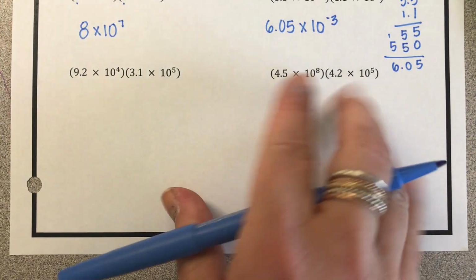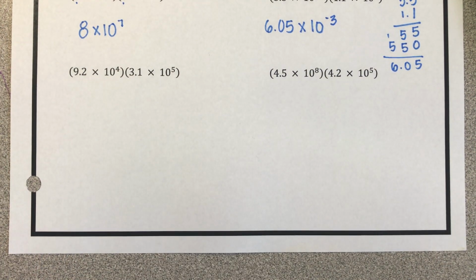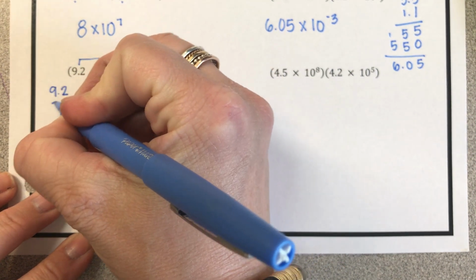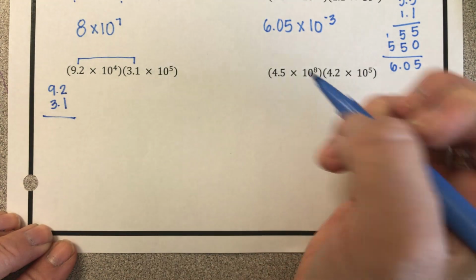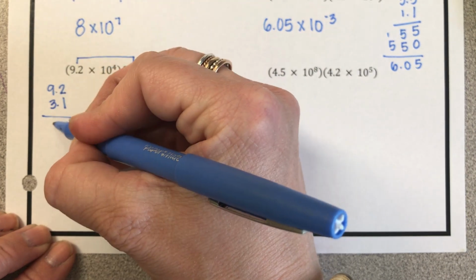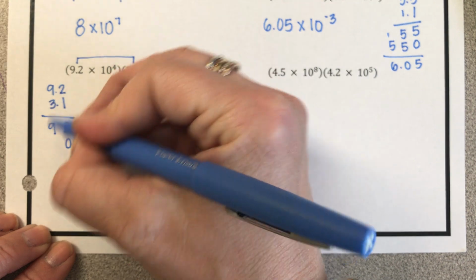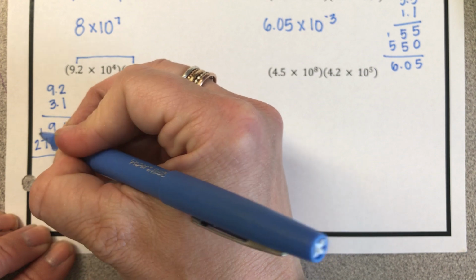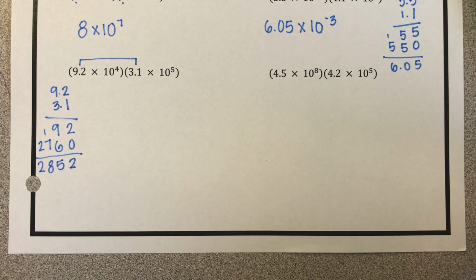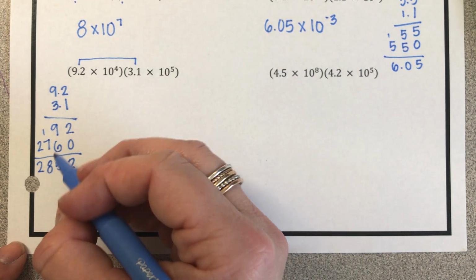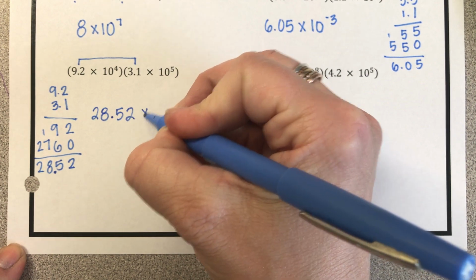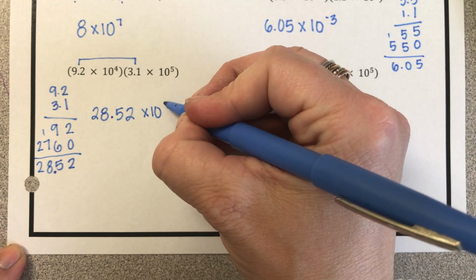Let's look down here at this one on the bottom left. So I have 9.2 times 10 to the 4th times 3.1 times 10 to the 5th. So I'm going to multiply 9.2 times 3.1. I'm going to do that first. 1 times 2 is 2. 1 times 9 is 9. Put a 0. 3 times 2 is 6. 3 times 9 is 27. So that's 2, 15, 8, 2. And then I should have 2 numbers behind my decimal. So 28.52 times 10 to the 4 plus 5 is 9.